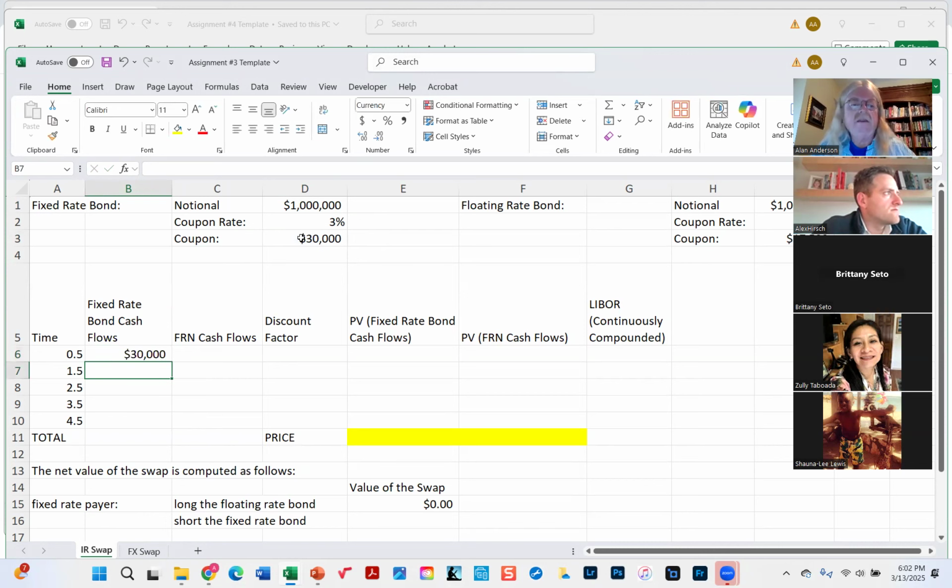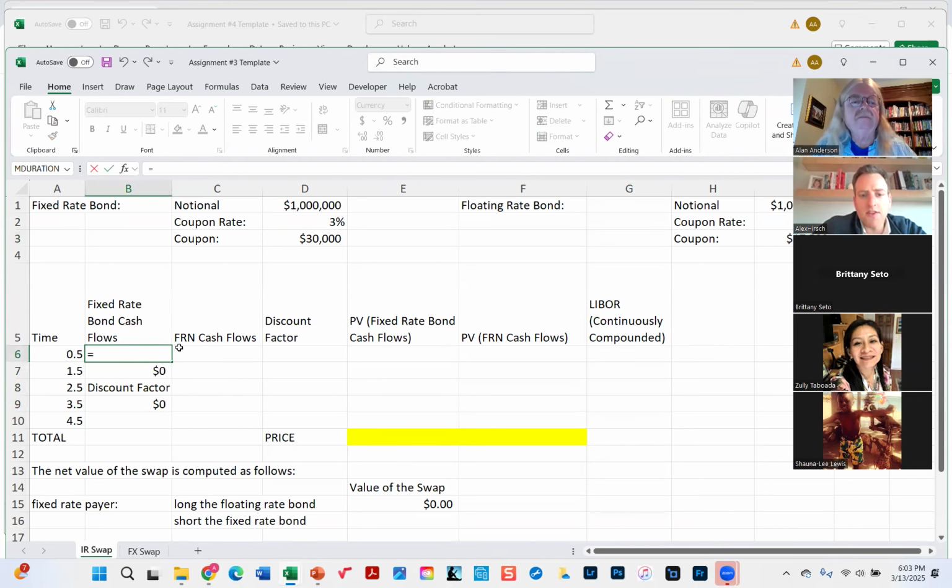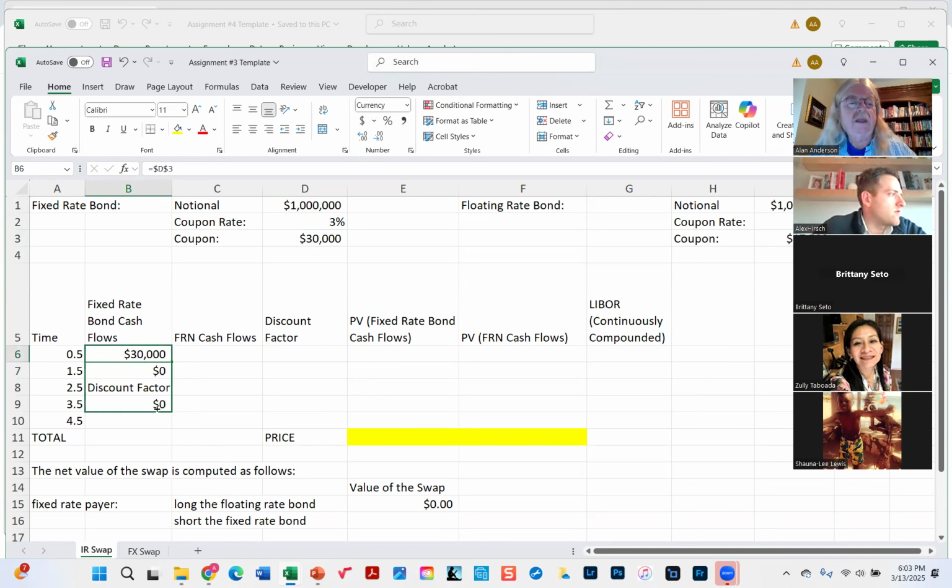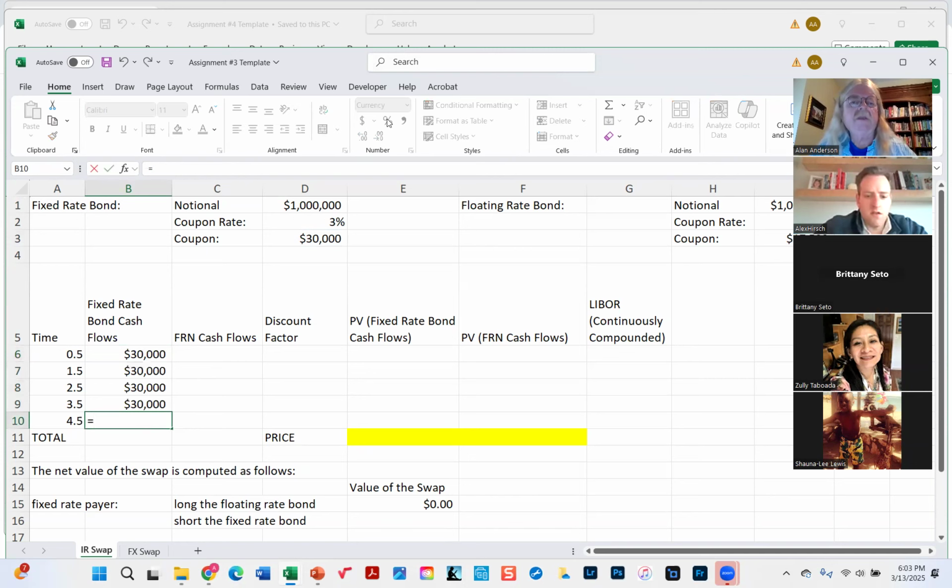Now with a fixed rate bond, the cash flows are going to be equal to the coupon every year except for the last year. The last year is the notional plus the coupon. So this is our coupon and notional. It's just like having a regular bond.